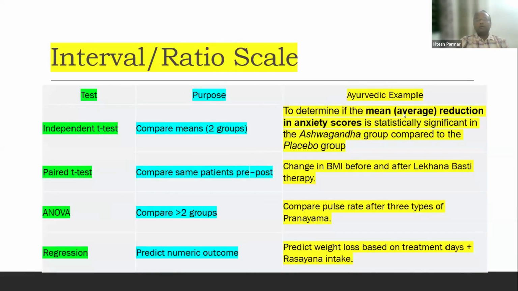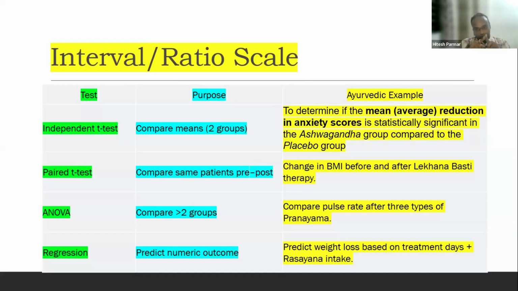Say for example, the mean reduction in the anxiety score for the ashwagandha group compared to the placebo group. One group you are providing tablets of ashwagandha, and the second group you are providing tablets that look the same but are not ashwagandha. For these two groups you look at the average reduction in the anxiety score. So group 1 and group 2 you are comparing, right?